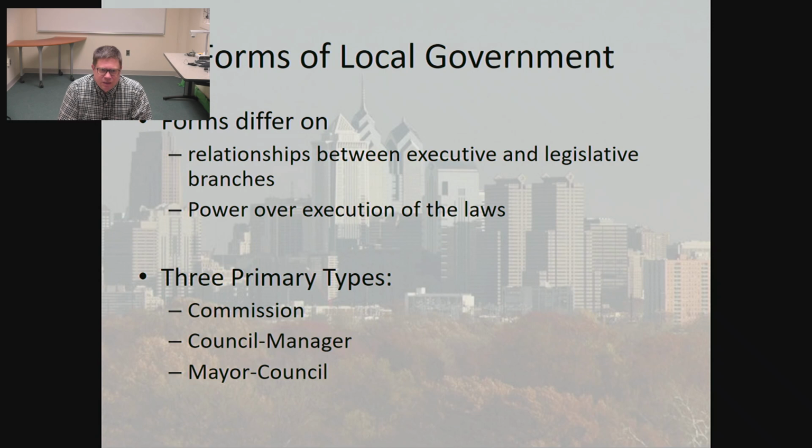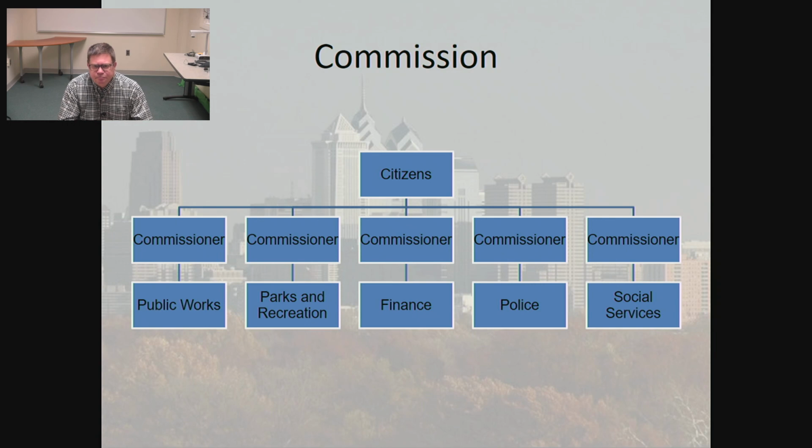Most of them are on the basis of the relationship between the executive and legislative branches and then power over the execution of laws. And there are three primary types of local forms of government that we'll take a look at: the commission form of government, the council-manager form of government, and the mayor-council. And then we'll take a look at some of the different ways in which councils are organized as well and some of the benefits behind them.